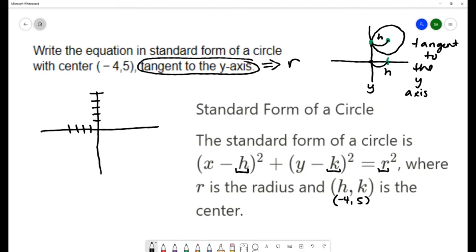So here's the center of the circle. And because the circle is tangent to the y-axis, I know if I go straight over here to the y-axis, that's the point where the circle will just touch the axis. So then the circle will be something like this. And I'm going to be able to figure out what that radius is right there.